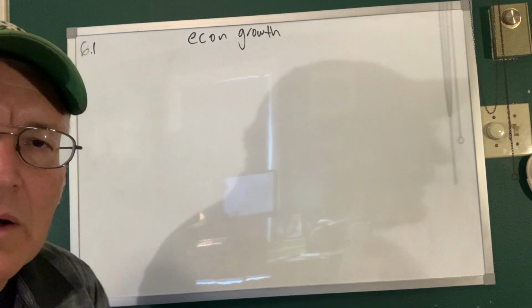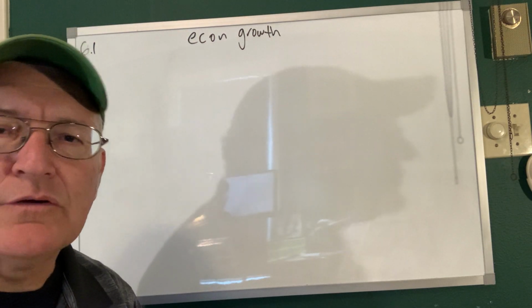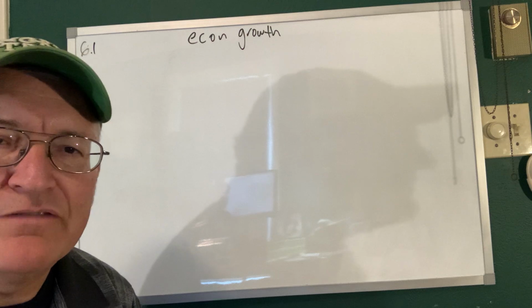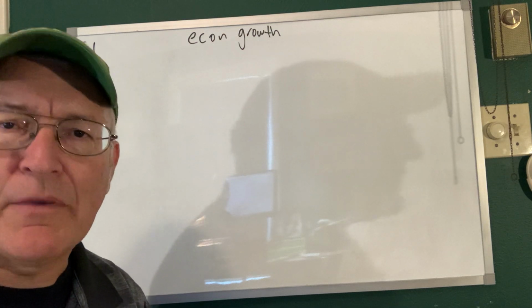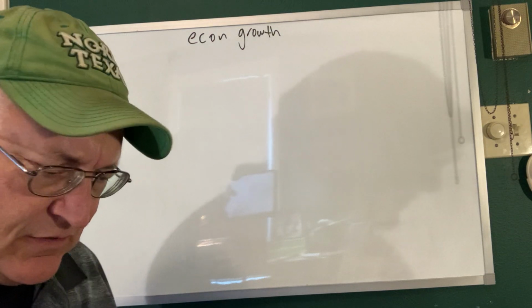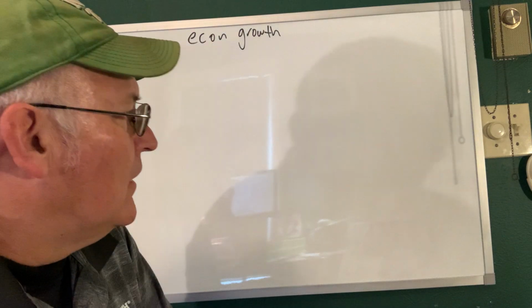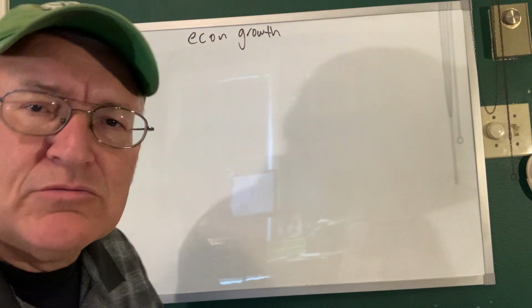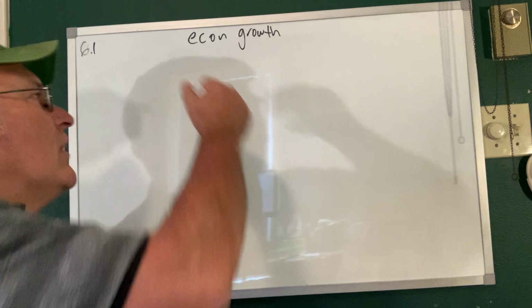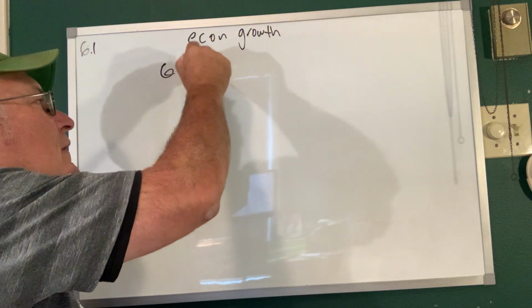Okay, welcome to Chapter 6. The last, or the third, of the goals that we talked about for any economic system is economic growth. So, Chapter 6 deals with that. And economic growth is measured in something called gross domestic product, or GDP.